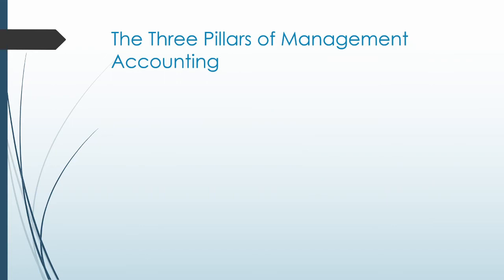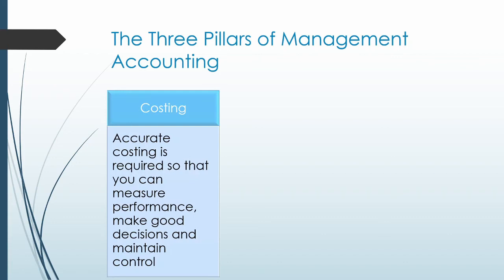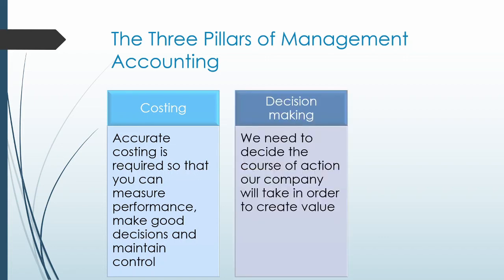Let us wrap up this video by looking at the 3 pillars of management accounting. Our first pillar is costing. This pillar is concerned with the accurate provision of information. We require costs to be accurately allocated to products so that we can measure our performance for both internal and external purposes. Accurate costing also helps us to make good decisions, as well as to control our business going forward. Remember that if we get our costing wrong, we will use incorrect information to make our decisions, and we will make poor judgments.